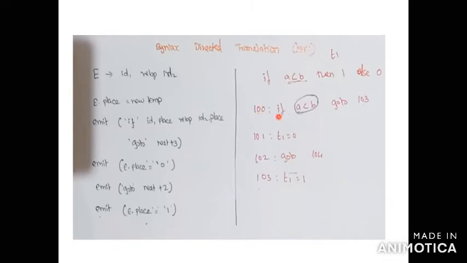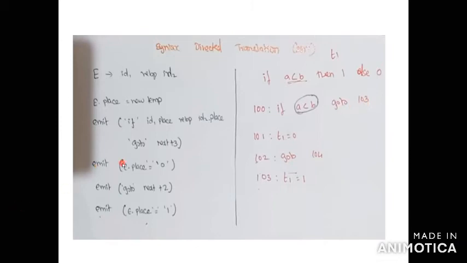So 100: if ID1.place. ID1.place means the identifier, here A. So the identifier is A, the relational operator is less than, and ID2.place is B. So if A less than B, go to next state plus 3. What is the current state? 100. So 100 plus 3 is 103. You have to write go to 103.